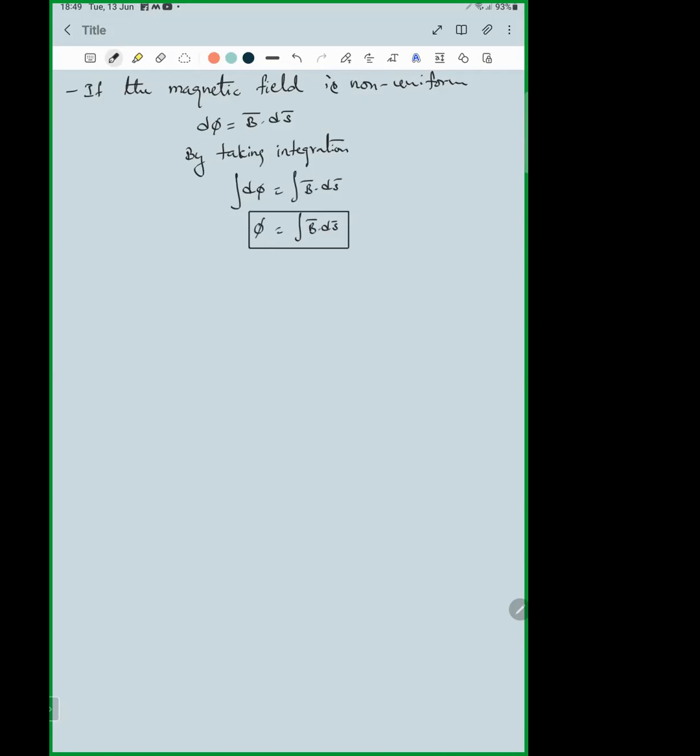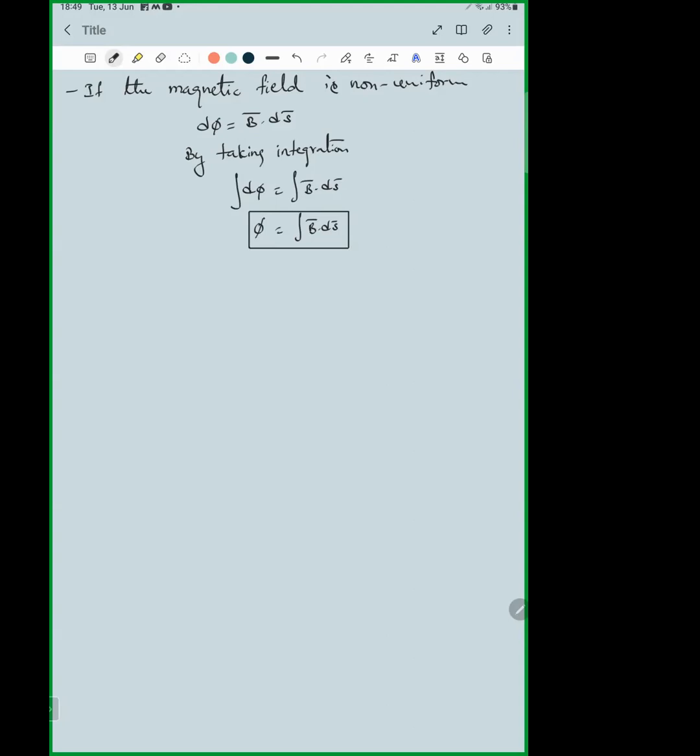Here magnetic flux may be positive or negative. It depends upon the direction of the vectors, isn't it? Suppose the angle between them is 180 degrees, then cos 180 is minus 1, so the sign changes.